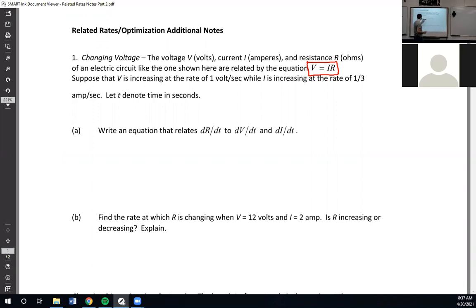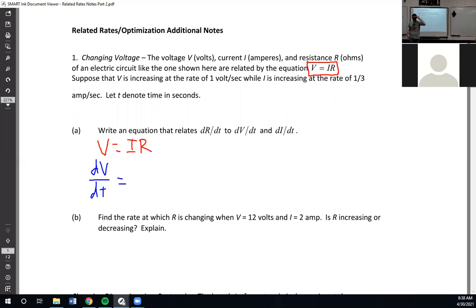So write an equation that relates dR/dt to dV/dt and dI/dt. So in other words, we're going to take the derivative and figure out what that's going to be. So if V equals IR, then what should dV/dt end up being?